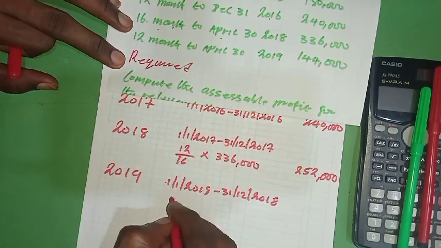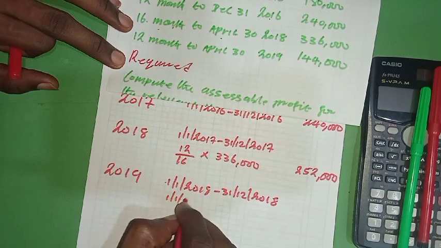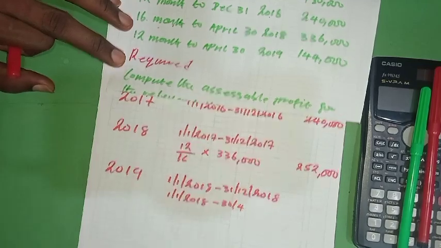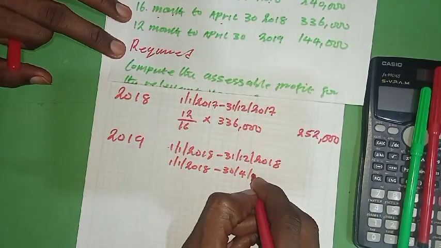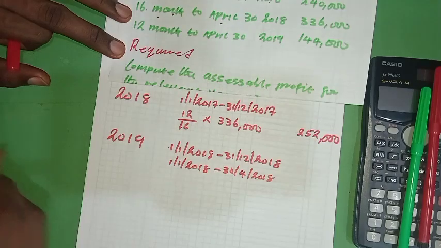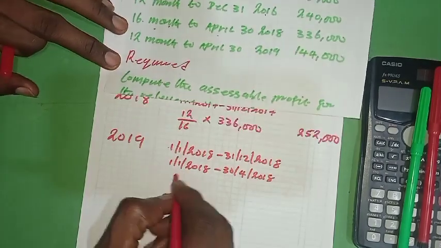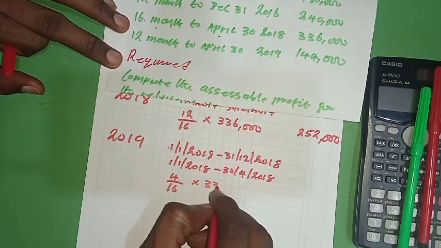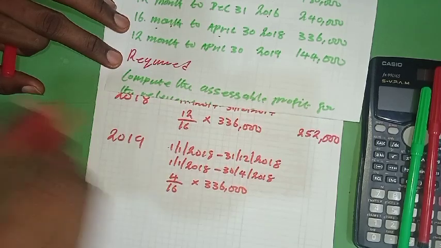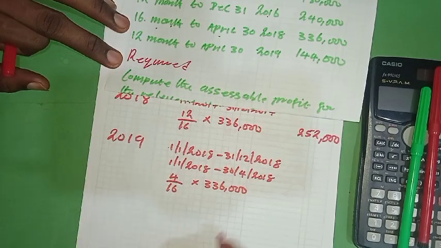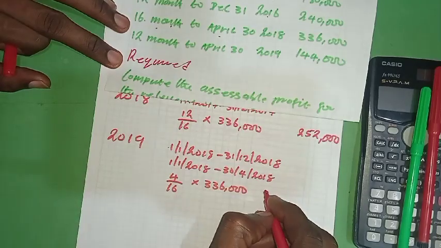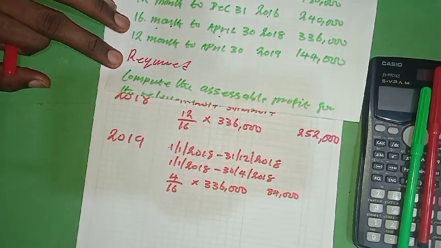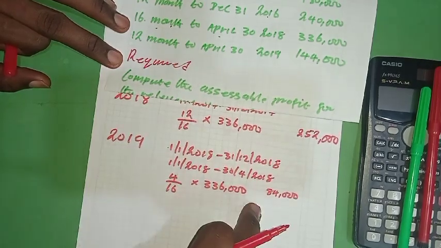Because this one is starting from, we are going to remove first 218 to 30th April. Hope you're seeing it. 218, which will now be what? 4/16 times 336. That will give you how much? Use your calculator. It will give you what? 84,000. You put it here because the month is not complete yet.